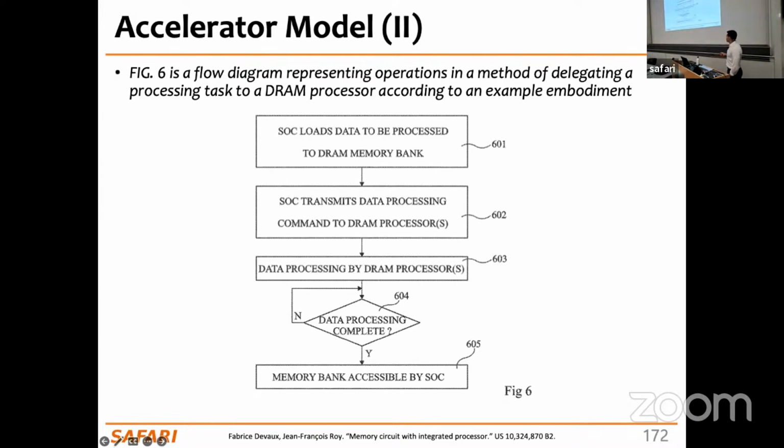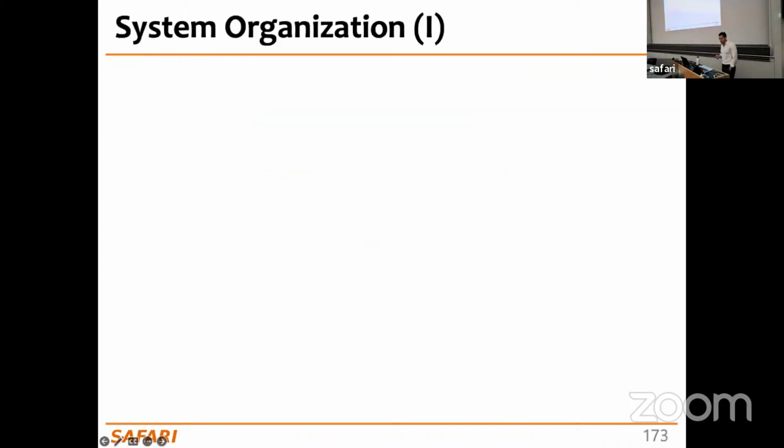So this is from the initial patents that the UPMEM founders wrote and published. I don't remember the year. I think it was 16 maybe, but don't quote me on that. This described the accelerator mode that I just mentioned here. In the patent they say the SoC loads the data into the DRAM memory bank, then transfers the commands to the DRAM processor. The data processing by the DRAM processor starts, and when the computation is done, the SoC can access the output data from the memory bank.